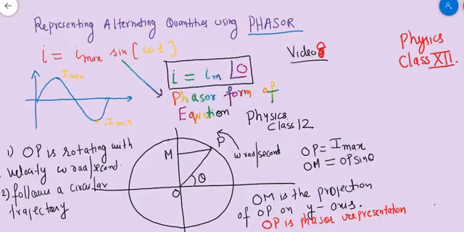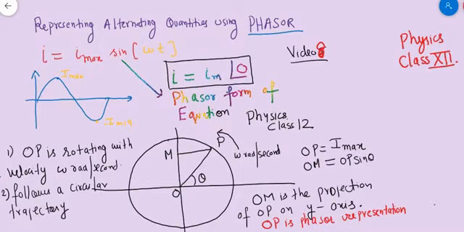So you can see the OP is moving in an anti-clockwise direction with the angular velocity of omega radians, and the vertical projection of OP is OM and is given by OP sine theta. You can see on the right hand side. Now compare this with the equation I is equal to I max sine omega t. So this circle, which is drawn with the help of the phasor OP, the vertical projection OM is the sine omega t part of it, and the length of the radius is Im.